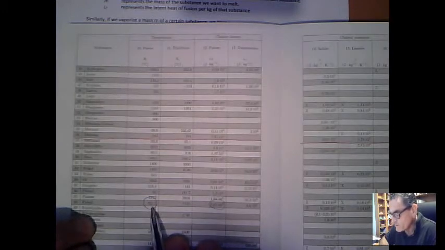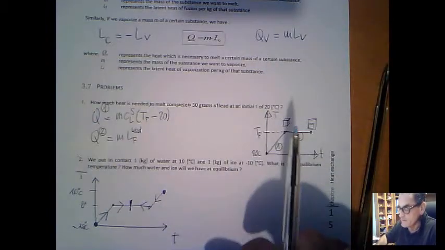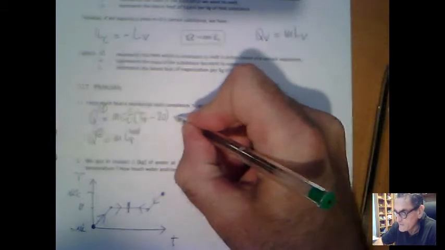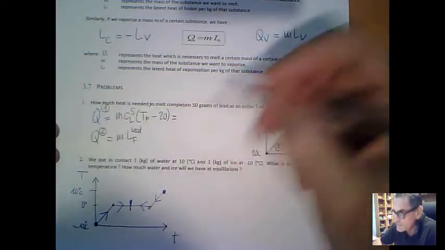So for the lead, it's here. It's 327.5. This is the fusion temperature of the lead, the temperature at which it melts. So let's put this in here. Let's put in the numbers.